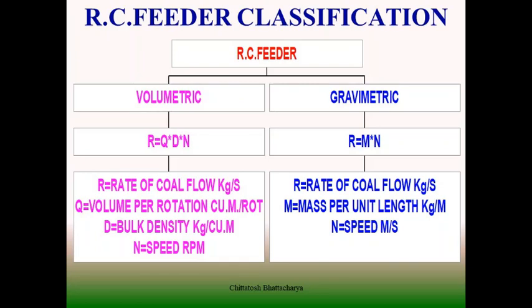For a volumetric coal feeding arrangement, the rate of coal flow is calculated based on bulk density, volume per rotation of the coal feeder, and speed in meters per second of the coal feeder belt. And in case of gravimetric feeding, the rate of coal flow is calculated by mass per unit length of the belt, mass of coal, multiplied by speed of the belt in meters per second.